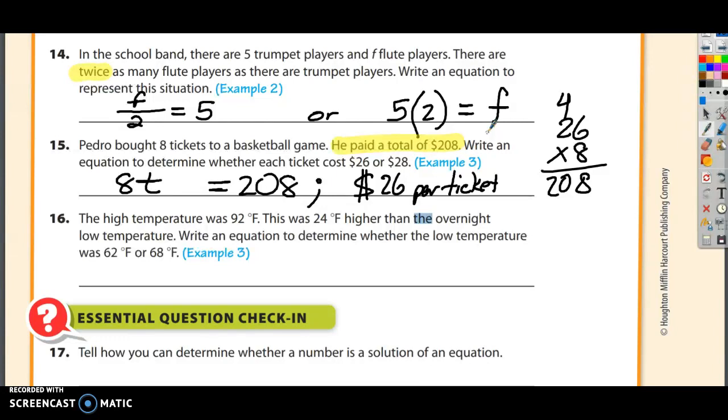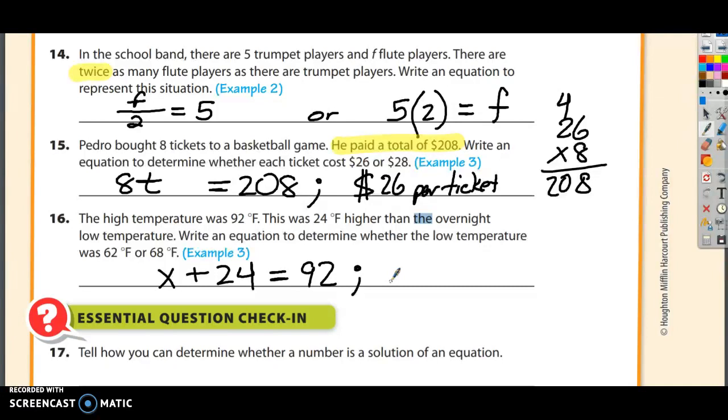All right, let's check out number 16. The high temperature was 92. This was 24 degrees higher than the overnight low. Write an equation to determine whether the temperature was 62 or 68. So we don't know what the temperature was, but we know that 92 was higher, so we're going to add 24. Whatever that low was, you would add 24 to get up to the high, which is 92. So an unknown temperature plus 24 makes 92. So that's our equation. Then we have to determine whether the unknown temperature was 62 or 68.